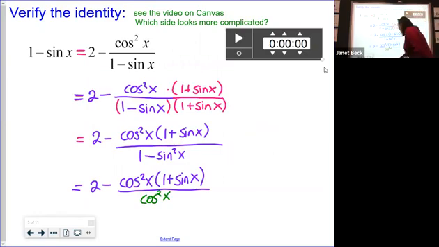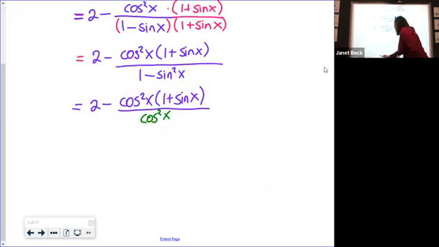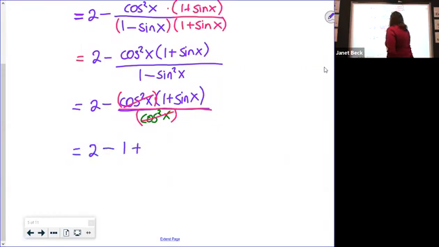Now I think it should be obvious what we can do. Within this fraction, it's got 2 factors on the numerator and 1 factor on the denominator. You're multiplying and dividing there. Don't worry about that minus, that's nothing to do with the fraction. So I am allowed to cancel. And let's see what we've got left. We've got 2 minus 1 plus sine x.